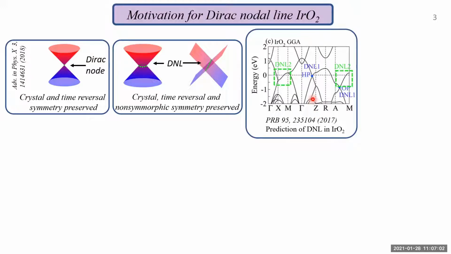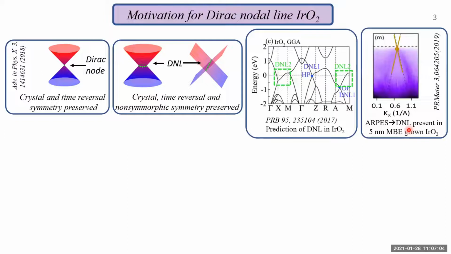Recently, our collaborators were able to grow iridium oxide in the thin film limit, down to 5 nanometers, by MBE. And they have shown the existence of these type 2 Dirac nodal lines in these MBE grown films down to 5 nanometers. So this sets a nice platform for us to study spin orbit torques in this material and to know whether Dirac nodal lines play any role in determining spin Hall conductivity.